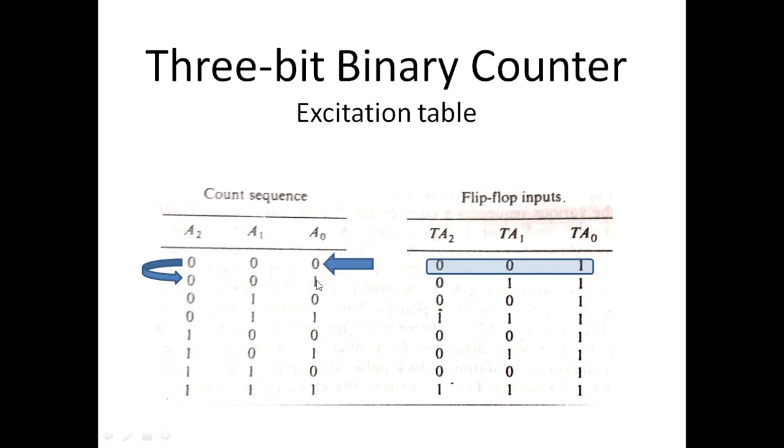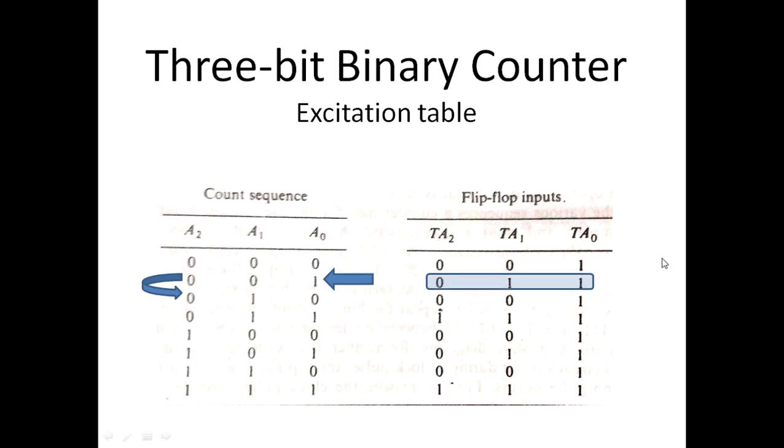To achieve this, we must provide 1 at the T input of flip-flop 0, because that will toggle the current state from 0 to 1. And we provide 0, 0 at the T inputs of flip-flop 1 and 2. So by providing 0 at the T input, A1 and A2 will keep their states. They are at 0, so they will remain at 0. So we will achieve 0, 0, 1, and that is the next state.